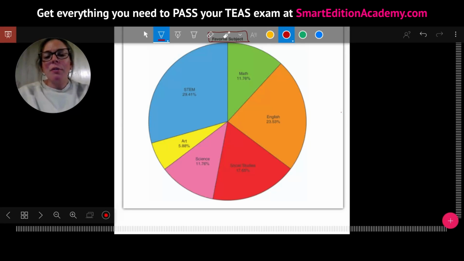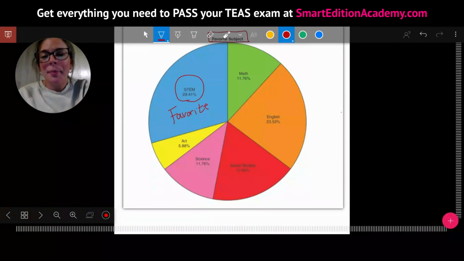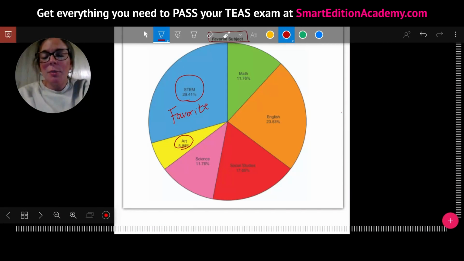Now, if I had a more specific question, let's just say which one is the favorite. So if I'm looking for the favorite subject, I'm looking for the largest portion and also the largest percent. So STEM, this is the favorite subject. This one has the highest percentage, followed pretty closely behind by English. Now, what is the least favorite? So we're looking for the one that has the smallest percent or the smallest section of the circle. And this one here, art, would be the least favorite.